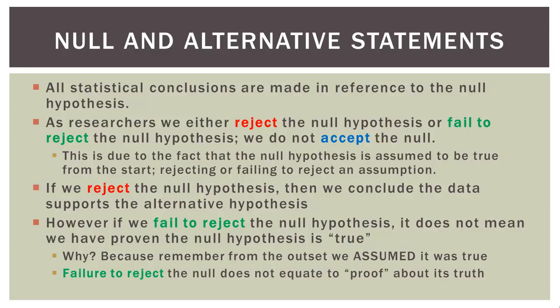Now, failure to reject the null does not equate to proof about its truth. We're only setting up an assumption to either reject or fail to reject. And that's all the null hypothesis is. An assumption to either be rejected or we fail to reject.